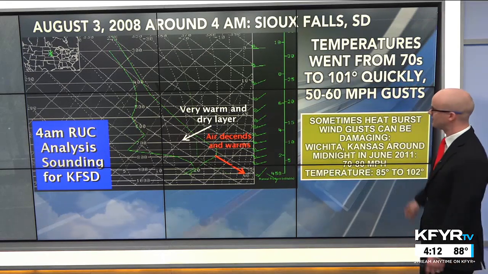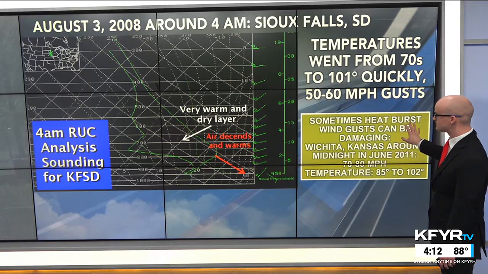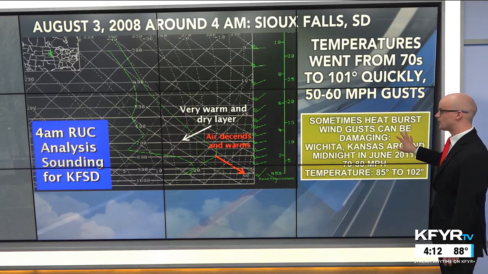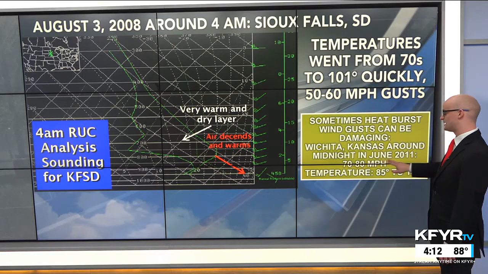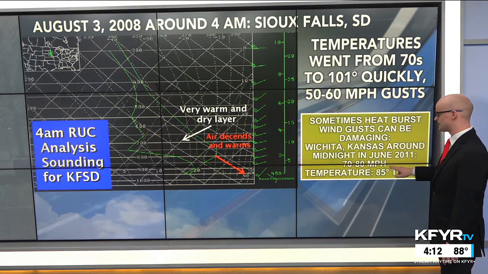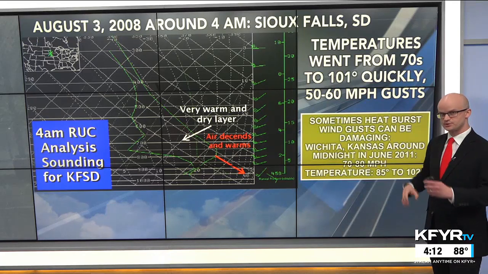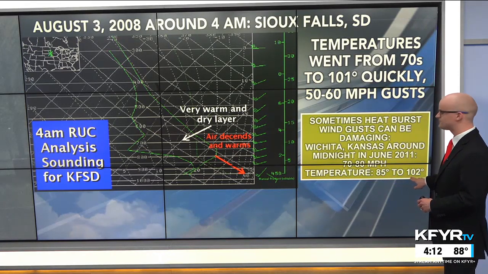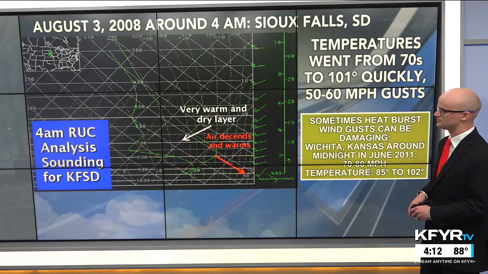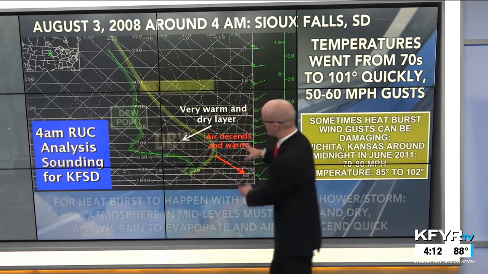Imagine that at 4 a.m. with 50 to 60 mile-per-hour wind gusts. So sometimes these heat bursts can cause damaging wind gusts. In Wichita, Kansas, around midnight in June of 2011, there were 70 to 80 mile-per-hour wind gusts with a heat burst when there were dying thunderstorms nearby, and the temperature went from 85 to 102 degrees in the middle of the night. Pretty remarkable. But again, you need this layer of dry air in place.